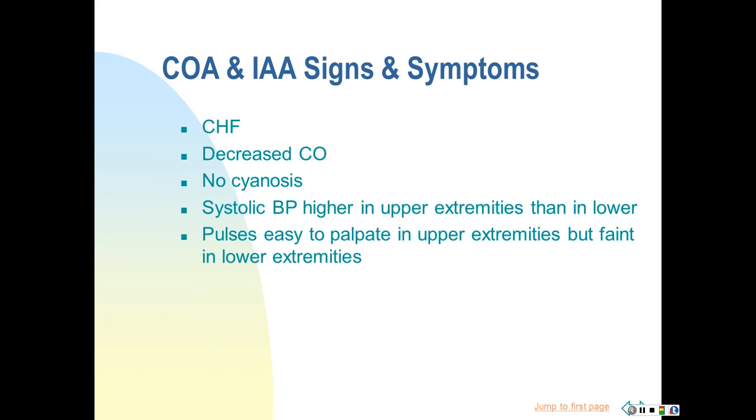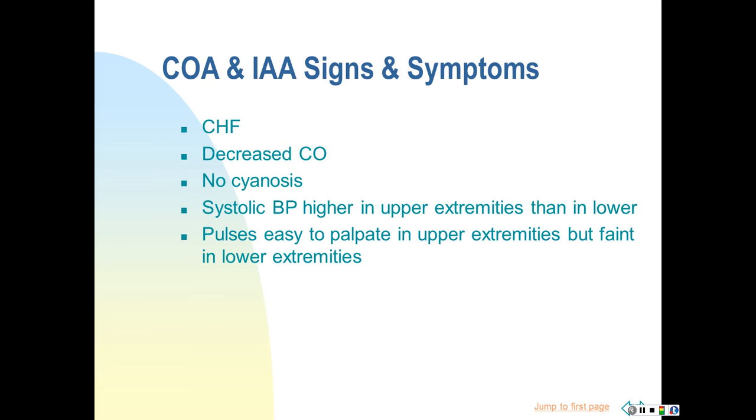Whether it's a coarc or an interrupted aortic arch, their symptoms are going to be very similar. Since the blood can't get through the coarctation or the interruption of the aortic arch, it's going to back up. When it backs up, we're going to end up with congestive heart failure. Since the blood is not getting out to the body because of the narrowings, we're going to have decreased cardiac output. The blood is staying on the right side of the heart, but it's not getting out to the body.